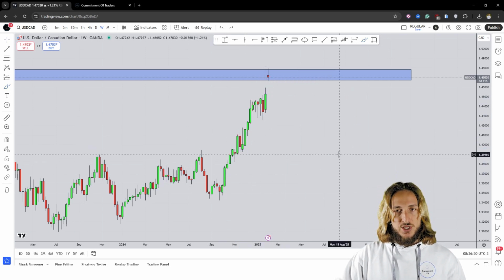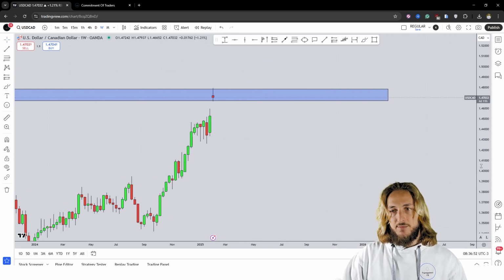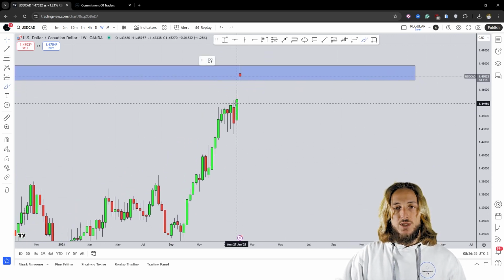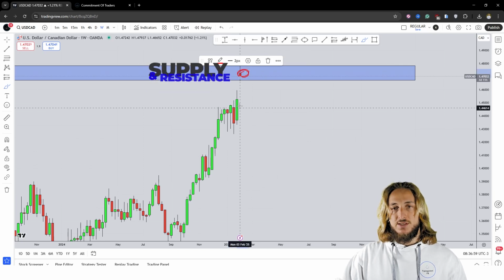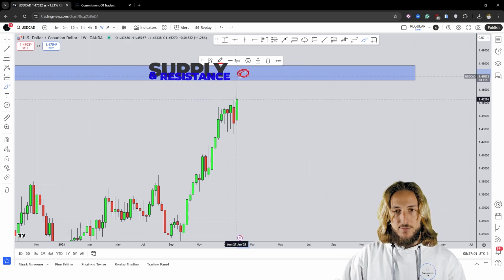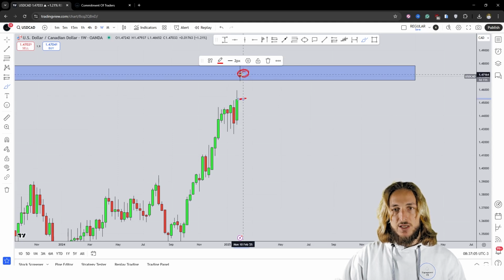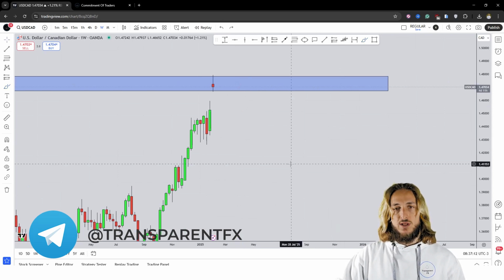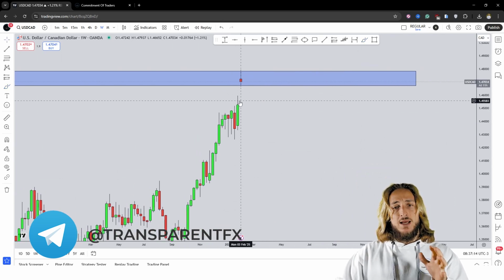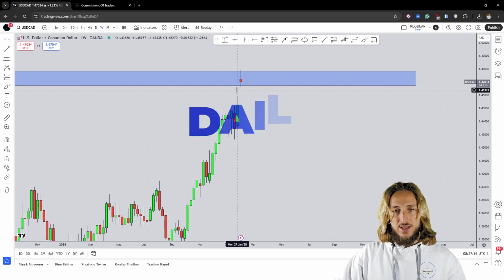However, what just happened is that we had a massive gap to the upside. The market this week just opened already inside of the supply and resistance area, creating this huge gap. We can see that the close from last week was here, and the market essentially just opened right here. So we are now already inside of that supply and resistance zone. Now, let's keep this in mind and drop down on the daily time frame.